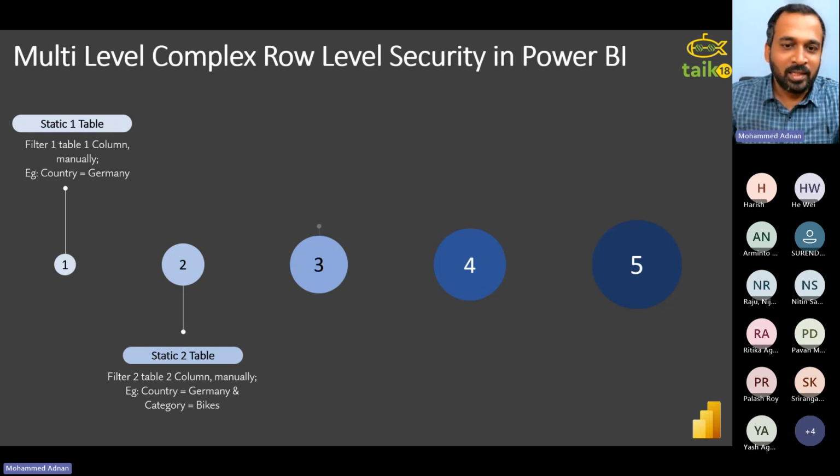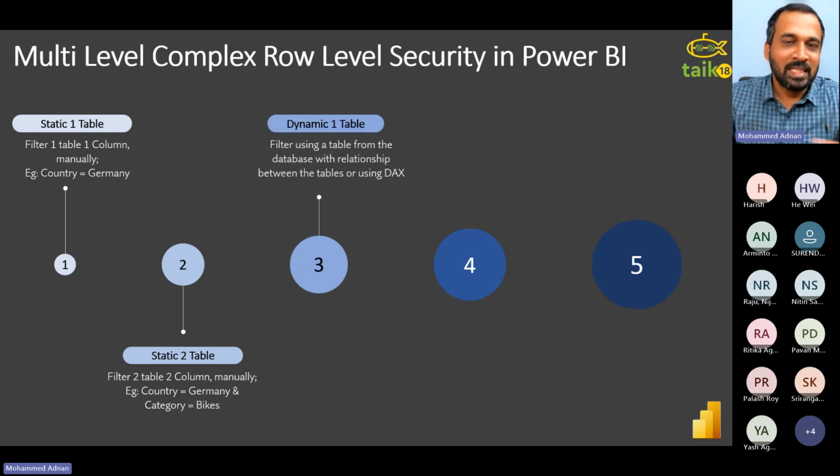So in order to avoid that, we have another one, which is a dynamic table: filtering using a table from the database with a relationship between the tables, or using a DAX function. We need to create a dimension table which contains the information about the login user and their access to specific content. Like if someone wants to filter by Germany, someone else wants to filter by India, it can be filtered based on the login. So we need to create a table in Power BI Desktop and map a relationship between the tables in order to work dynamically based on the login user. This is how it will work.